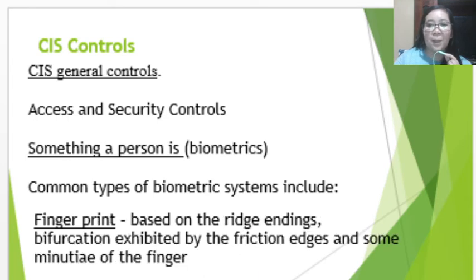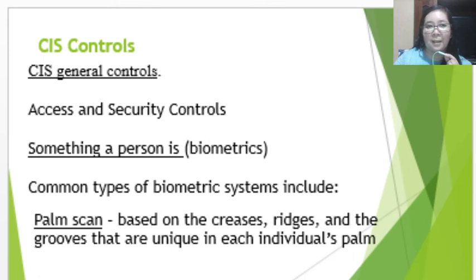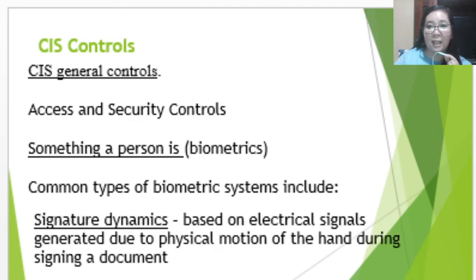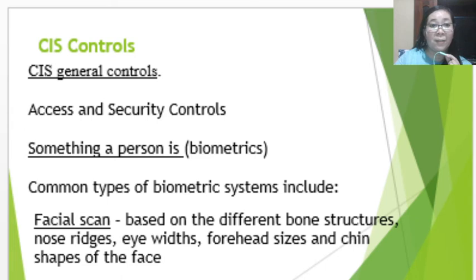Another is fingerprint, which is based on the ridge endings and bifurcations exhibited by the friction edges, and some minutiae of the finger. Another is palm scan, which is based on the creases, ridges, and grooves that are unique in each individual's hand. We also have hand geometry, based on the shape, length, and width of a person's hand and fingers. Signature dynamics is based on the electrical signals generated due to the physical motion of the hand during signing of a document. We also have the facial scan, based on the different bone structures, nose ridges, eyelids, forehead sizes, and chin shapes of the face.